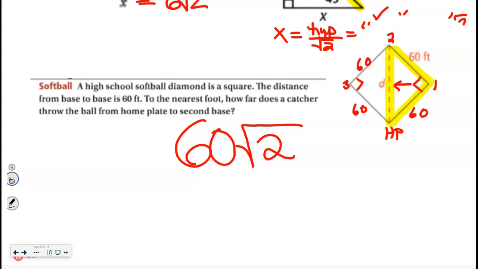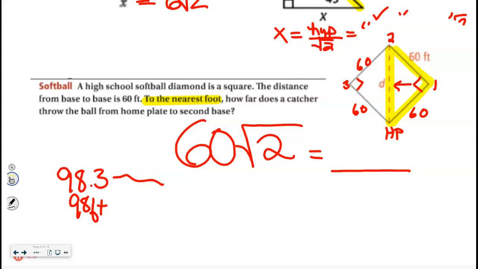But it says to the nearest foot. So you're going to have to multiply that on your calculator and round it to the nearest foot. What that means is if you got 98.3 something, you're going to call it 98 feet. If you got 98.8 something, you're going to call it 99 feet. So the tenths place tells you whether to round the whole number up or down to get to the nearest foot. And I'm going to leave that for you because that's the last question on your notes assessment.